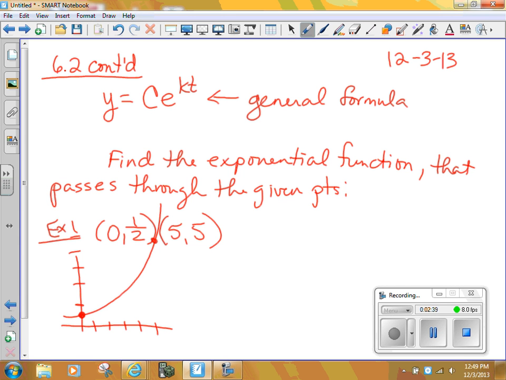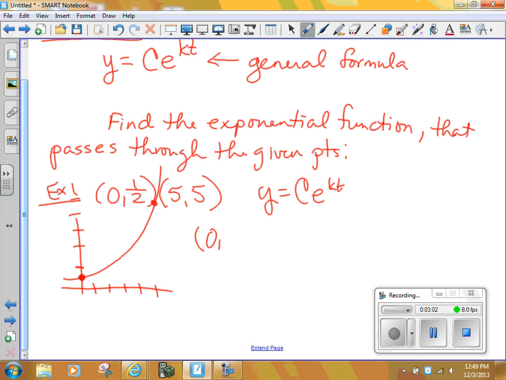For your exponent, what do you get? 1 every single time. All right, so here we go. What are we going to do with this? We are going to do the same thing we did yesterday using that formula. And if you remember, this is like the variation problems from Algebra 2. So y = Ce^(kt). The first ordered pair we're going to work with is (0, 1/2). You plug in what you know. I know that 1/2 is y.